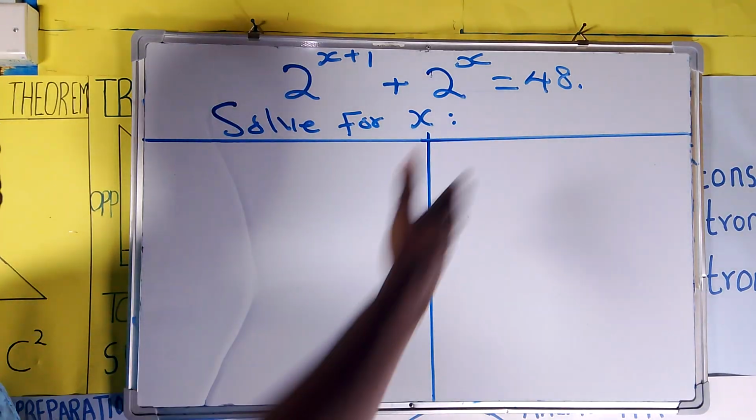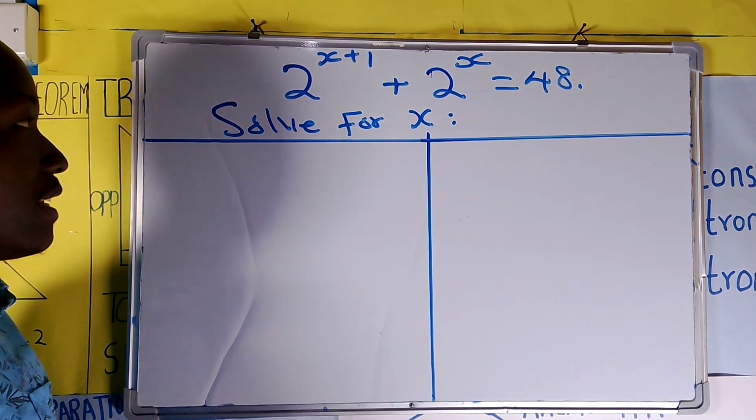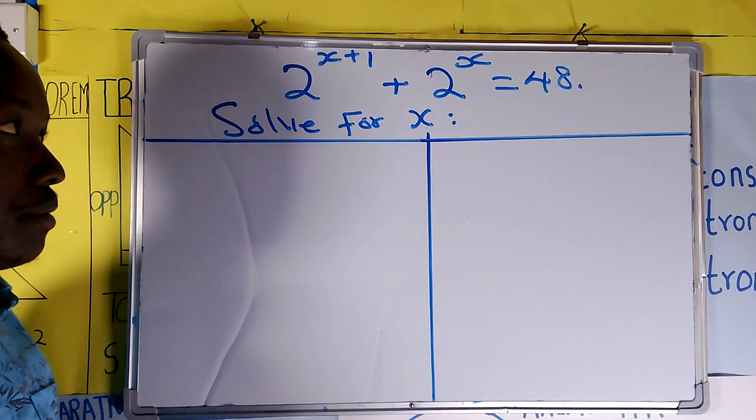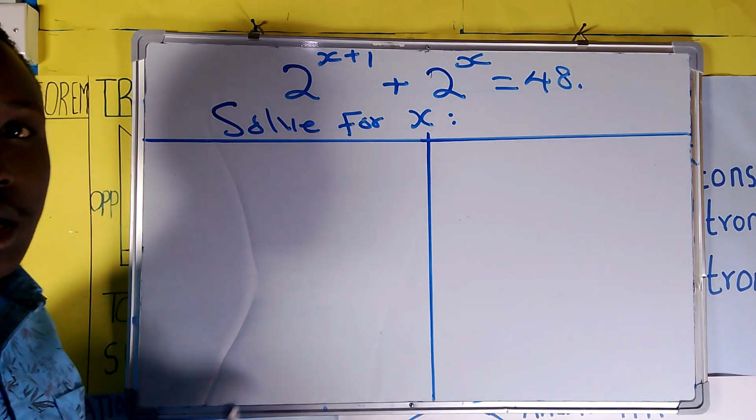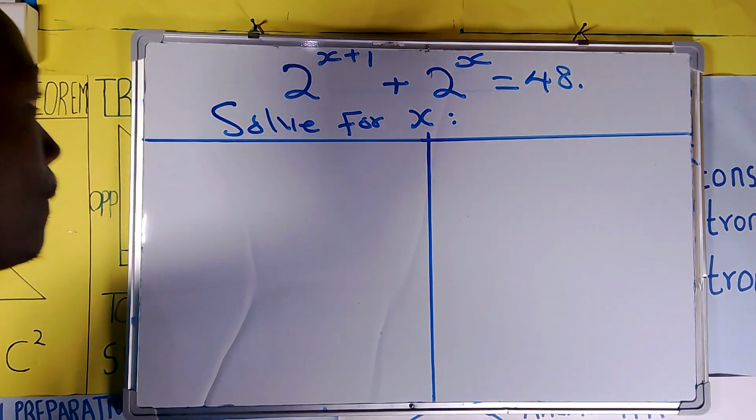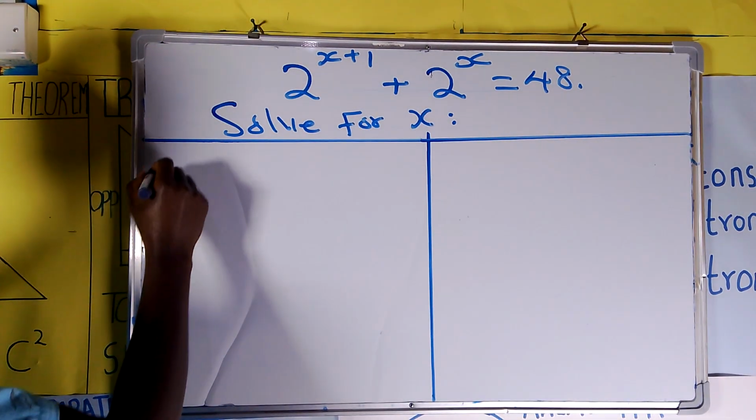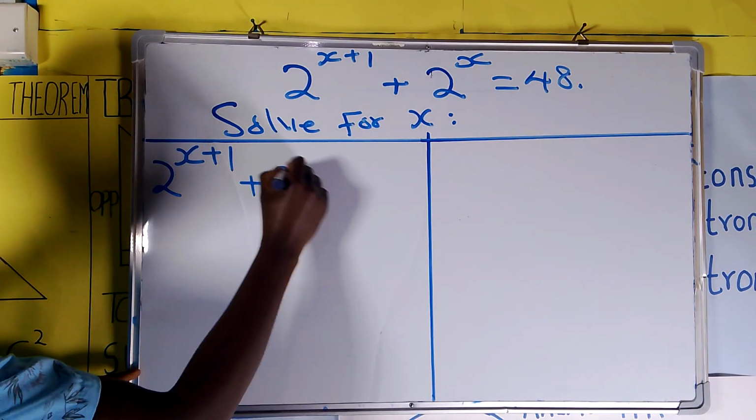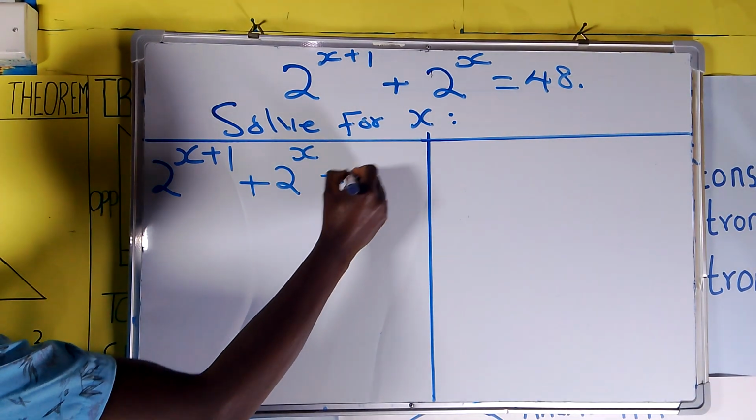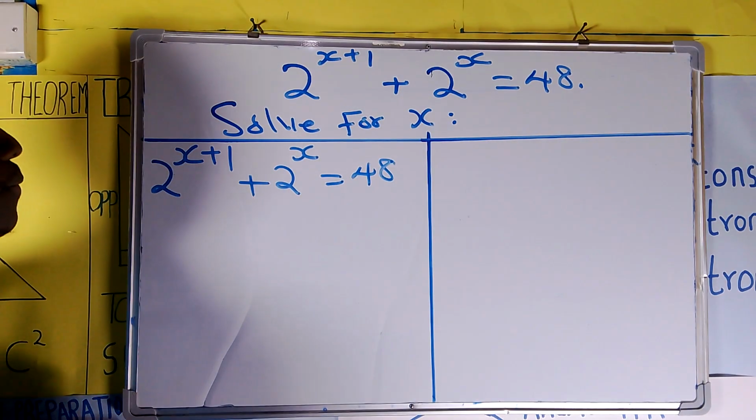We have a problem. This question is in the topic indices, and I want us to solve this question because when it comes to computation, a majority of the students are having problems on how to solve this particular question. So our question is 2 to power x plus 1 plus 2 to power x is equal to 48.